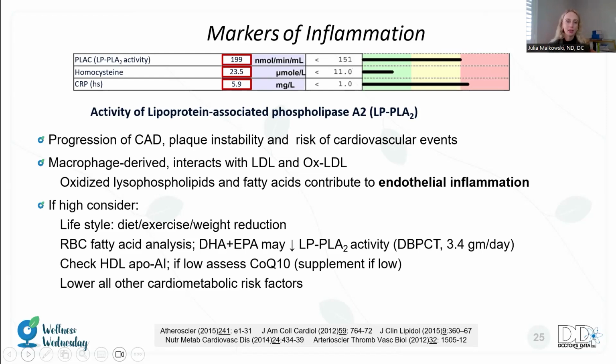So plaque is going to be associated with atherosclerosis, and it's a high risk of cardiovascular events, plaque instability, and coronary artery disease. Plaque is associated with macrophage-derived products. As mentioned previously, it interacts with LDL and oxidized LDL, and this is associated with endothelial inflammation. In individuals with elevated plaque, you want to consider, again, lifestyle strategies, and then you also want to consider their values of EPA and DHA, and check their HDL, and of course, lower all other cardiometabolic risk factors.